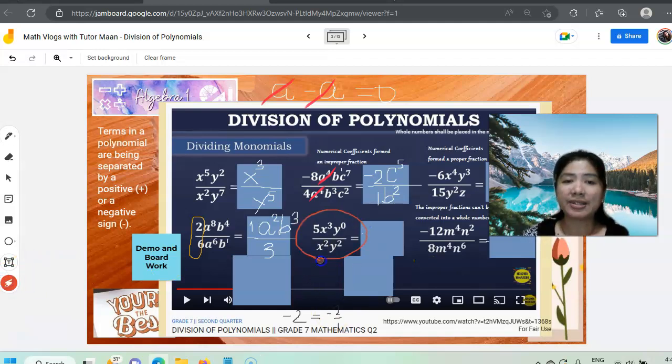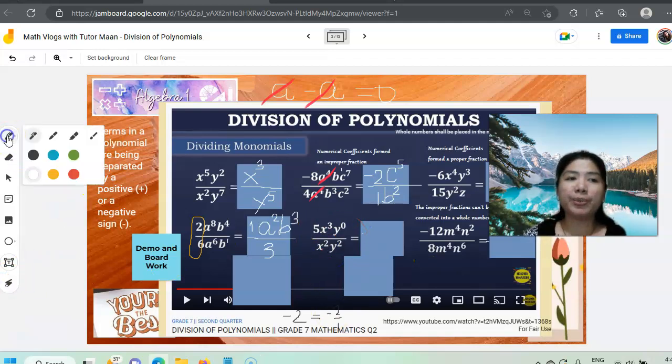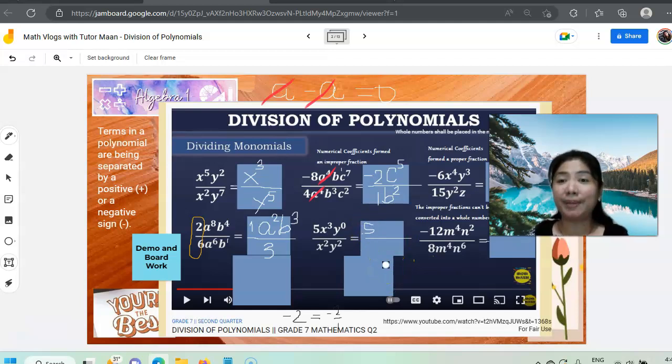Here's our next case. So our numerical coefficient is a 5. And then we don't have a number in the denominator, so we just have to copy that number. So copy 5 in the numerator. Okay. Now for the variable x. Where to place x? Yes, in the numerator, because 3 is bigger than 2 and 3 is in the numerator. Then subtract. 3 minus 2 is 1. Very good. So we can just keep it invisible.